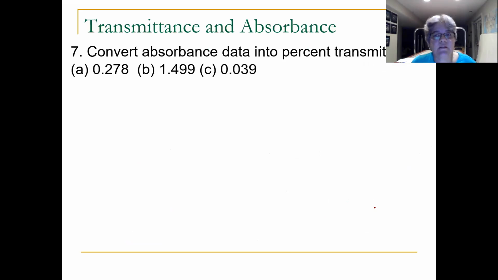There is actually a problem in your homework, both problem 7 and problem 8. Okay, so I'm gonna give you time to try to do these right now. So 7 is to convert the absorbance data into percent transmittance. Okay, so go ahead and see if you can do that. I'll give you time right now to do that.